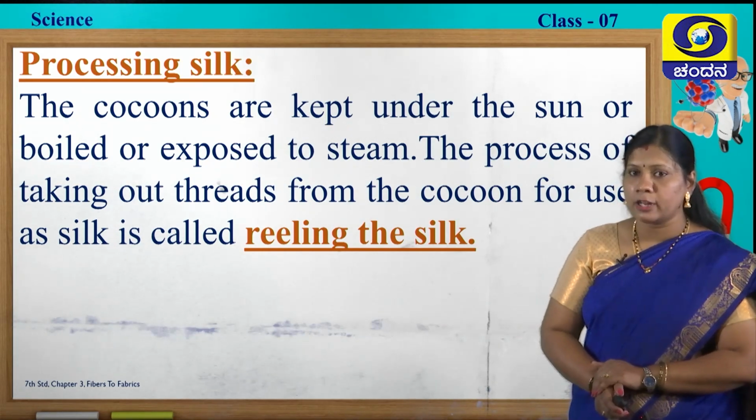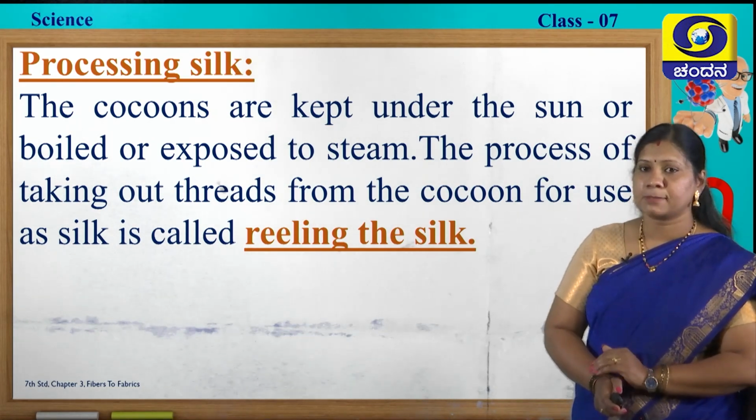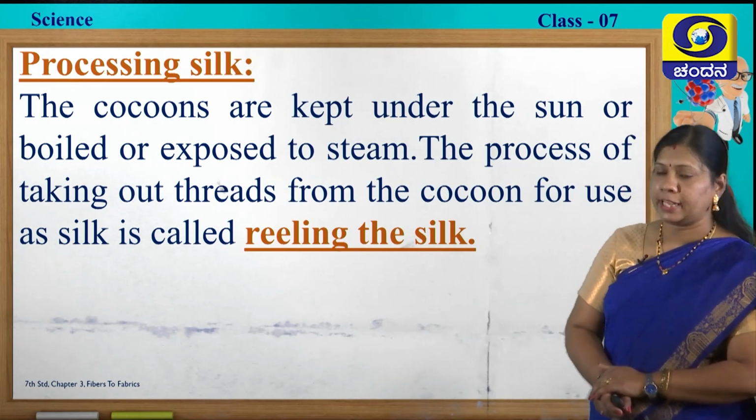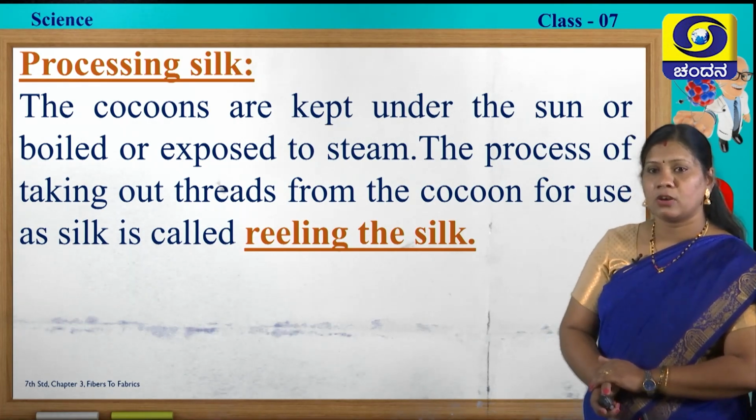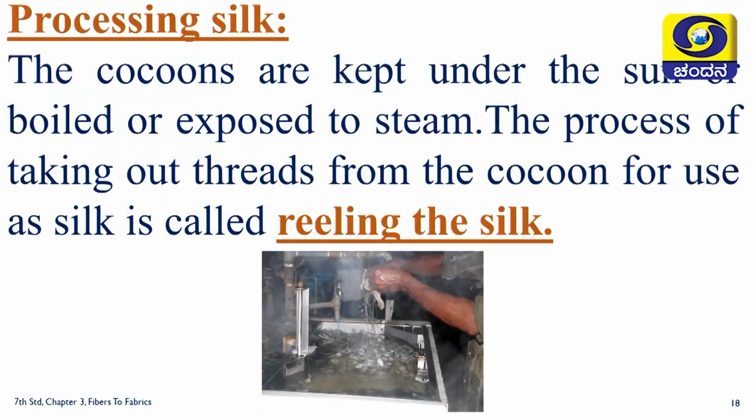The cocoons are kept under the sun or boiled or exposed to steam. The process of taking out threads from the cocoon for use as silk is called reeling the silk. This is how exactly a person is immersing or boiling the extracted cocoon. Fine? Or else they will go for natural sun steaming, exposing the extracted cocoon under the sun. What is reeling the silk?